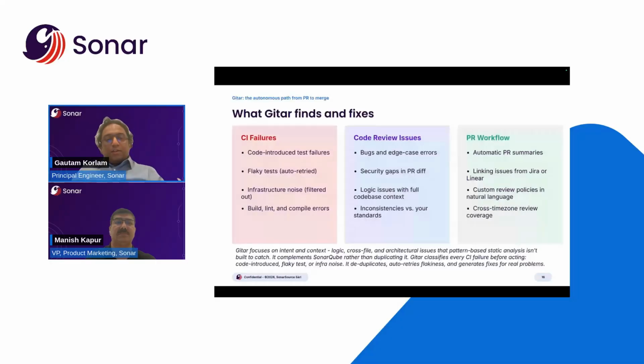So, the kind of issues Gitar finds and fixes. Some might be wondering, we have SonarQube, so what does Gitar do? How does it work in tandem or on top? The main difference with Gitar is it focuses on the intent and the context of your code base. There are a lot of things that are not just code related, but also related to the intent of what the PR is trying to do.